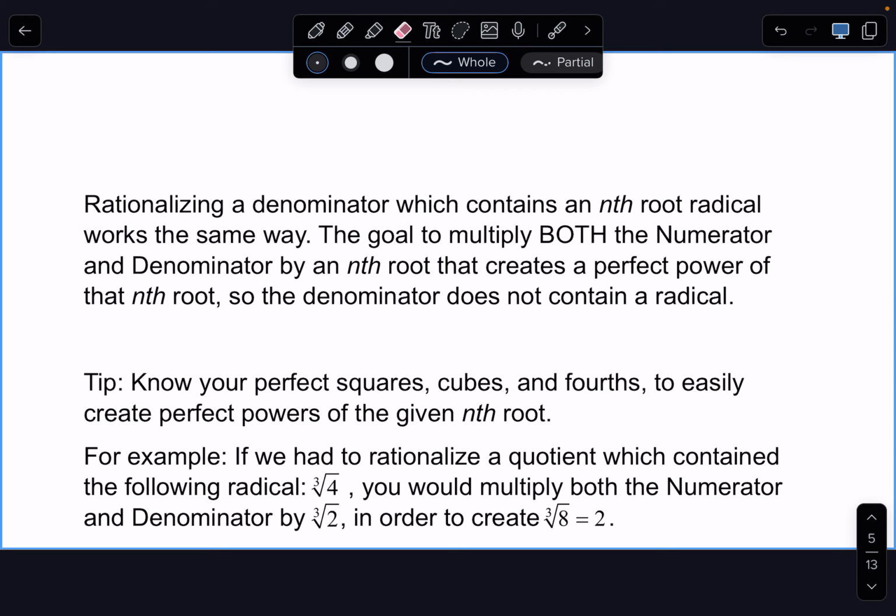All right, let's do this. Now, sometimes you're going to have to rationalize, and it's not a square root. Sometimes it's an nth root: cube root, 4th root, 5th root. Same procedure. You ask yourself, how many do I need to pull 1 out? How many was I given? How many more do I need?